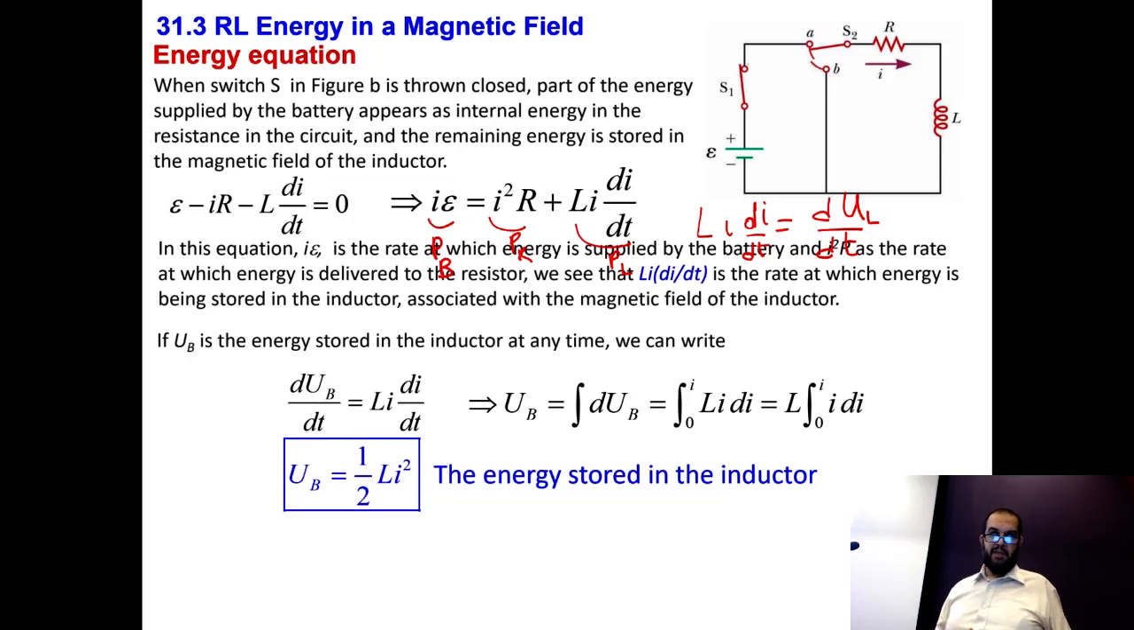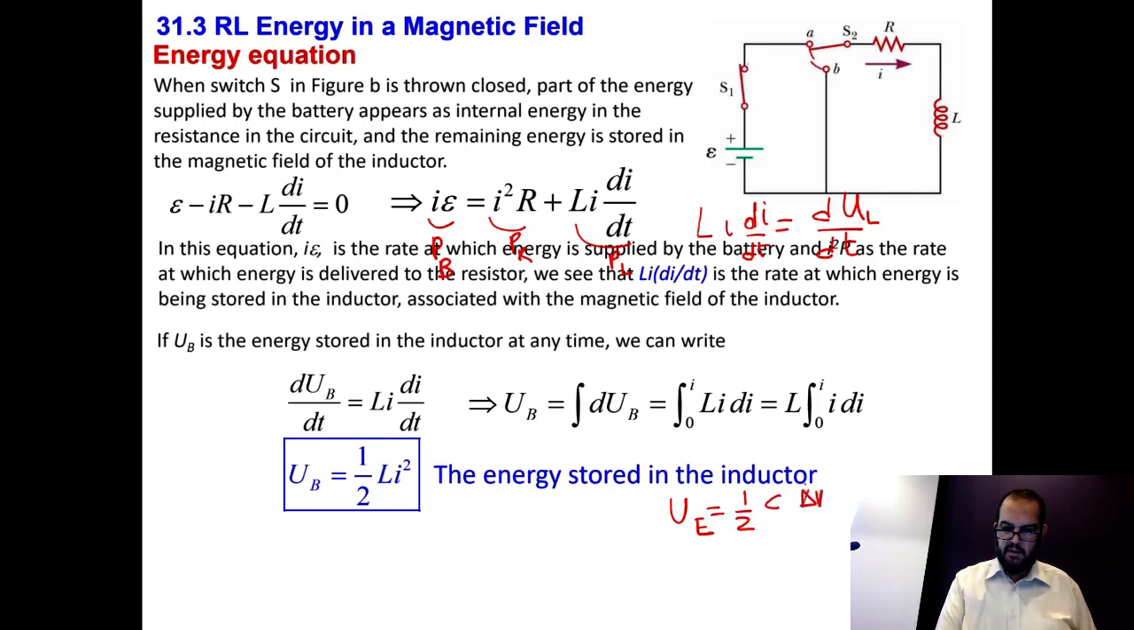Remember, what did we have for the energy stored in a capacitor? It was the energy stored in the electric field of the capacitor, 1/2 C delta V squared. Here, the energy stored in the inductor is 1/2 L I squared.